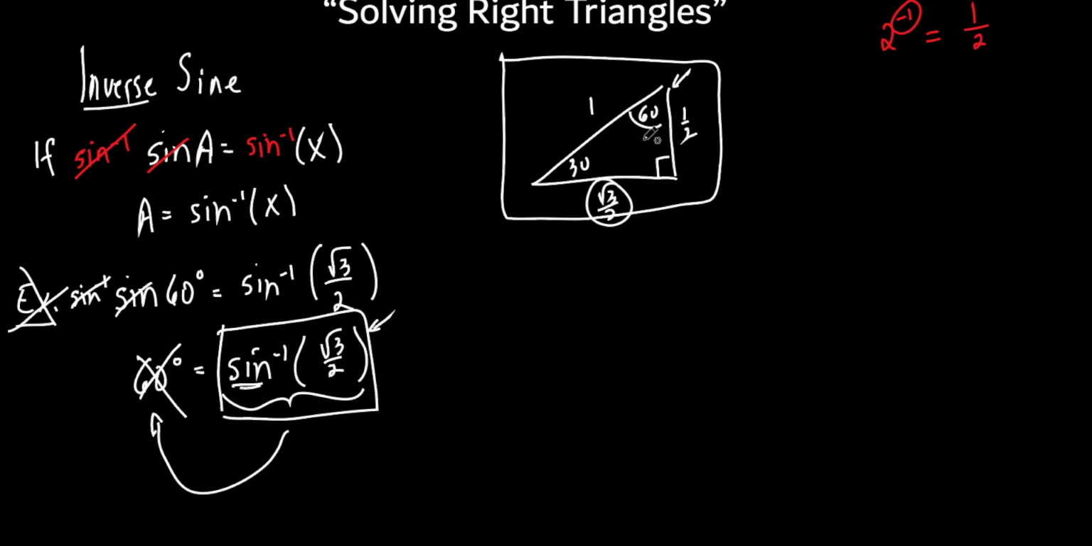Okay, let's try the other angle. Let's try 60. What is 60 going to give me if I take the sine of 60? Opposite over hypotenuse, which is the square root of 3 over 2. So what angle am I using then? I'm using 60. So that's why that answer is 60. Yes?